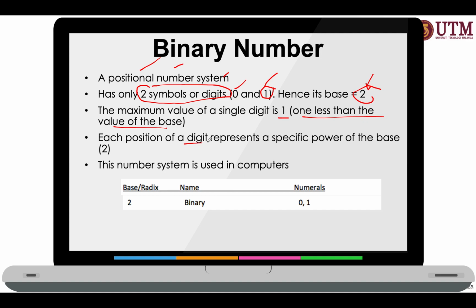Each position's digit represents a specific power of the base 2. So this is how it looks. You have the numerals, you have the name as binary, and then what the base is. Binary is quite simple, but you also need to know the conversions, when you need to convert binary to decimal, decimal to binary, binary to octal, hexadecimal, and etc.